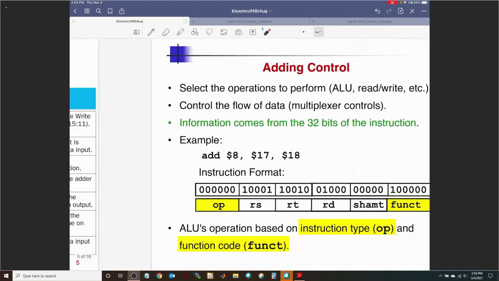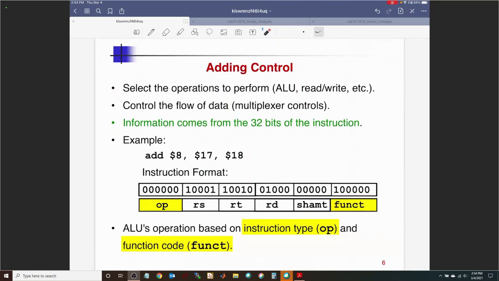All right, let's move on here. Now let's talk more about adding control. So what are you trying to do? You're selecting the operations to perform, right? Are you doing ALU? Are you reading or writing memory? And so on. So there are plenty of operations to perform, which is why you are adding control to your data path: the control of flow of data. By selecting appropriate multiplexer select lines, by asserting them or not asserting them, you are essentially controlling how the data flows through that data path along all the components. So those select lines would need to be controlled using the main control unit.